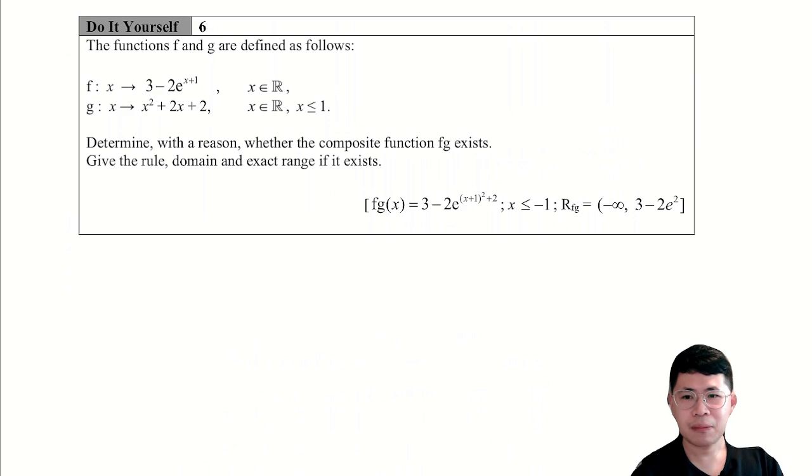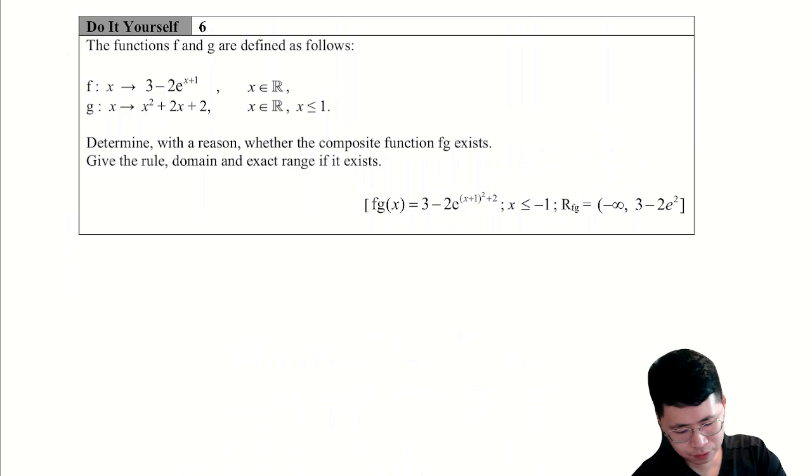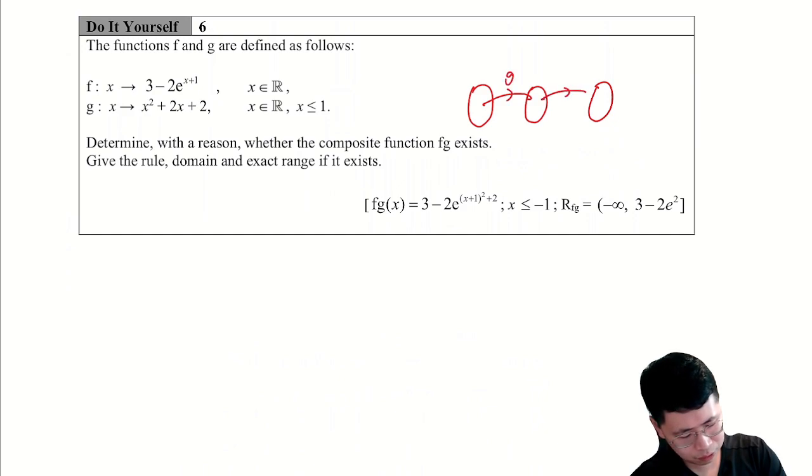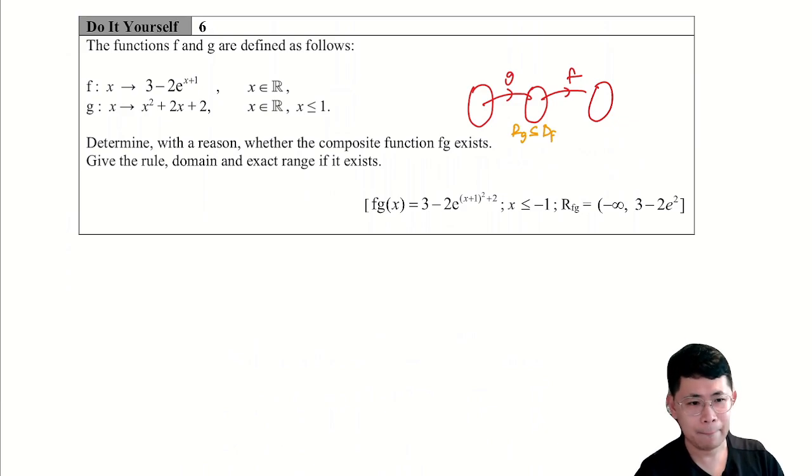Similarly for do-it-yourself 6, we have two functions f and g, with the domain of f and the domain of g. Now determine with a clear reason whether the composite function fg exists. So drawing the whole process out, we will start with the function g, and then the function f. So what we need to check is whether the range of g can fit into the domain of f.